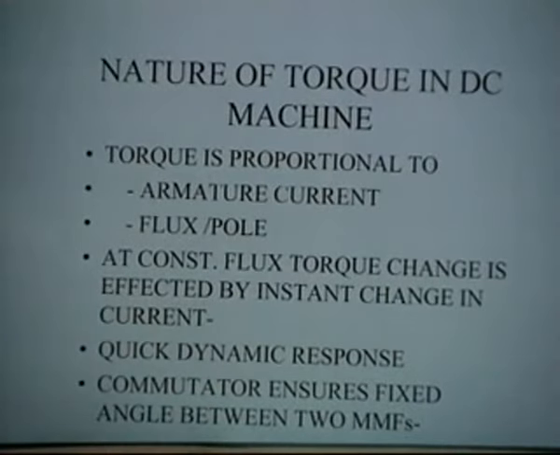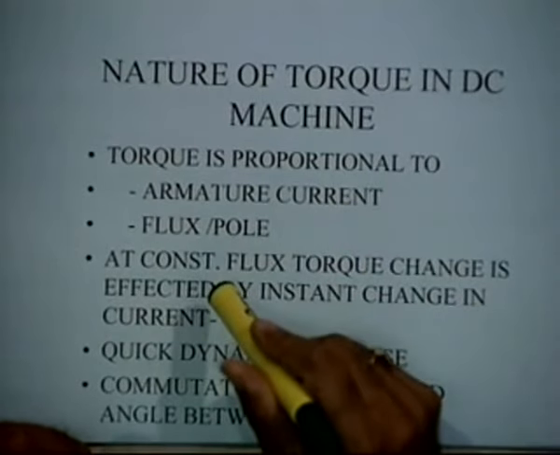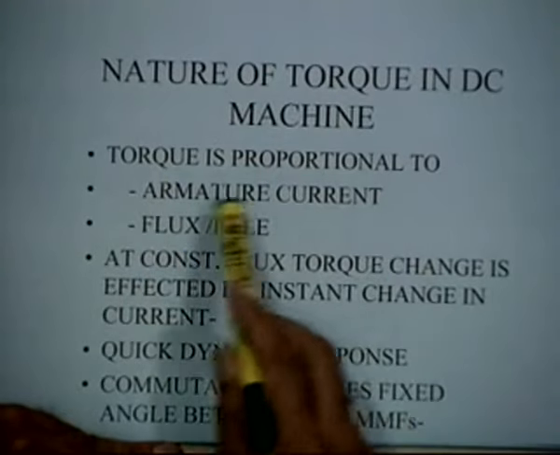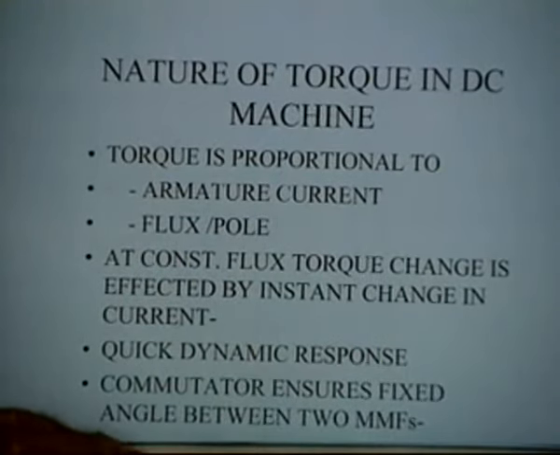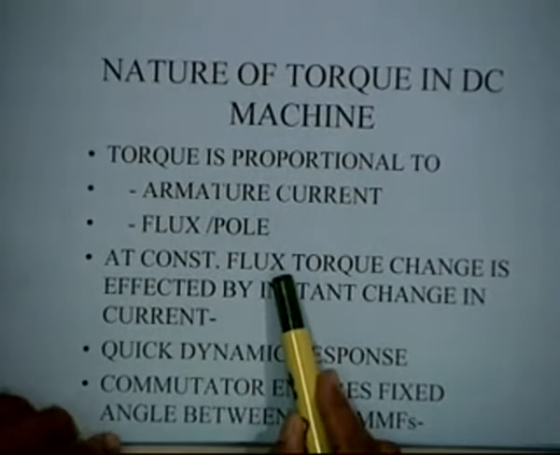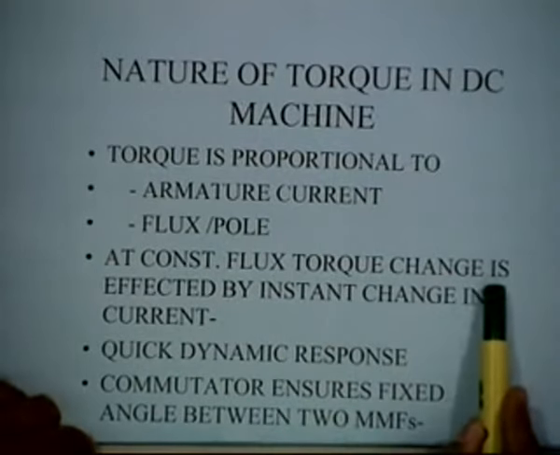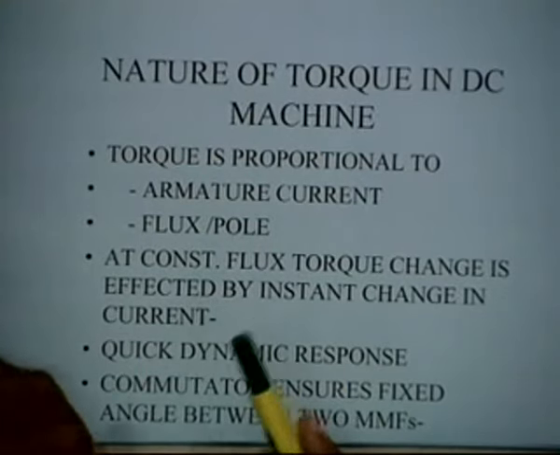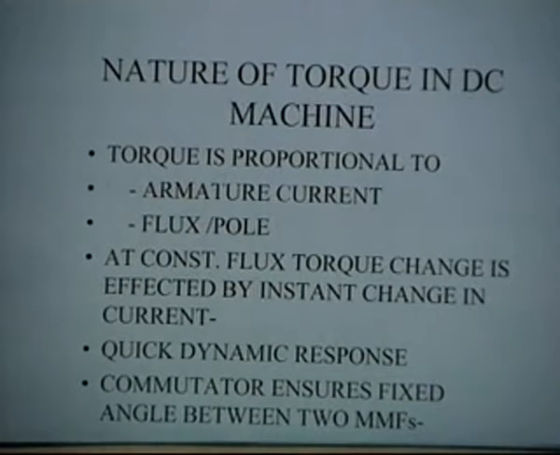What is the nature of torque in a DC machine? Torque is proportional to armature current, and torque is proportional to flux per pole. Okay. That means at constant flux, a change in torque is effected by an instant change in current. You know a motor, what is the purpose of the motor? It is to provide a torque to an external load. So suddenly the load changes. What will happen? At the same instant the current must increase, right?